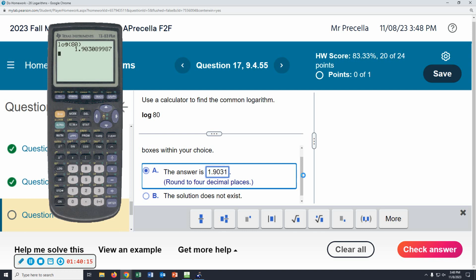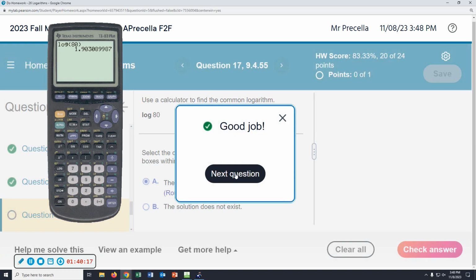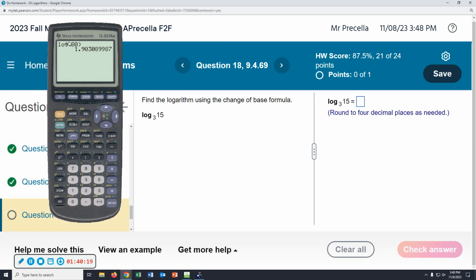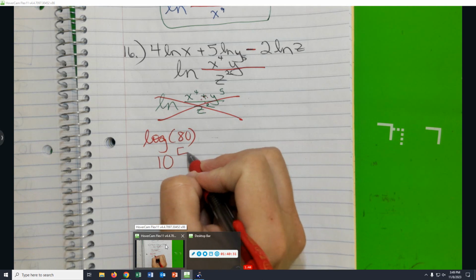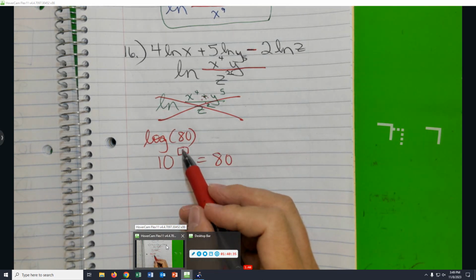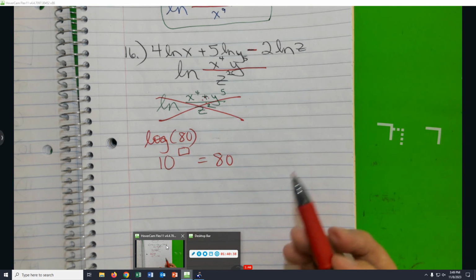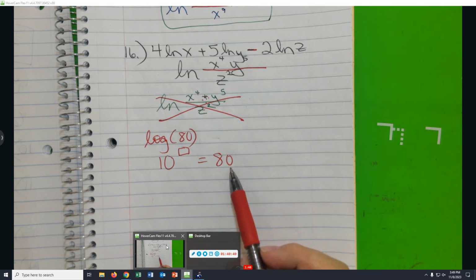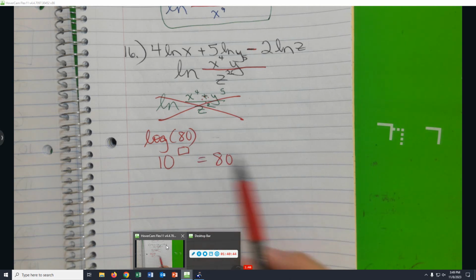1.9031. Now that's log base 10. That's the key that's on my calculator. And let's think about what they're saying. 10 to what power gives you an 80? The log of 80. That's saying 10 to what power equals 80? Well, 10 to the first power is 10. 10 squared is what? 100. So you've skipped past 80. But the answer has to be between 1 and 2.